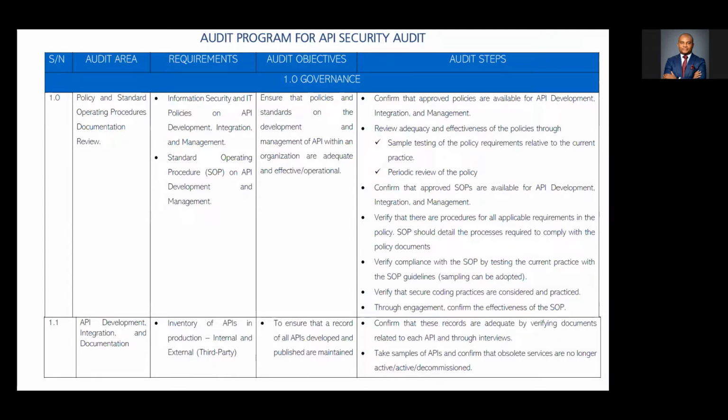So the objective for this is to ensure that policies and standards on the development and management of APIs within an organization are actually adequate. The audit steps: number one, you confirm that these policies are actually available, and that they have been approved by the right approving authority. That means they've undergone review by critical stakeholders within the organization, who have signed off, and then it's been approved. The next is to test for the adequacy of the policy. You take sample policy requirements and test them to see how effective they are in practice.